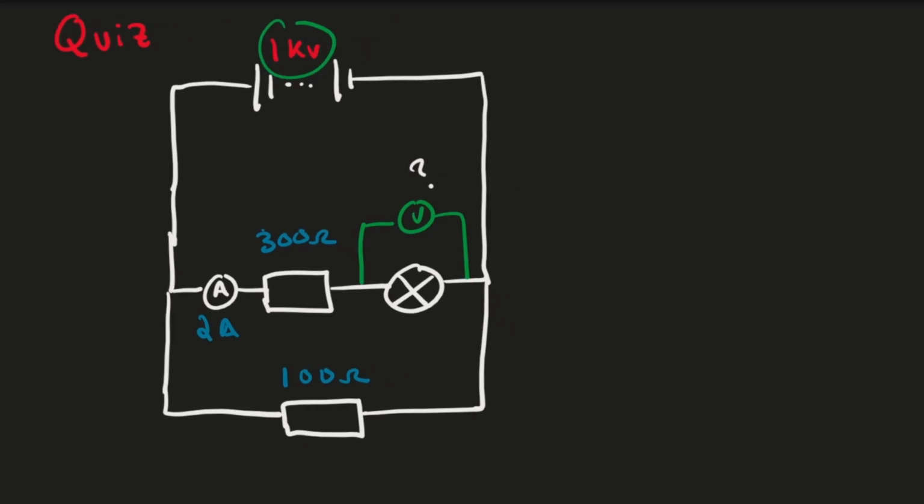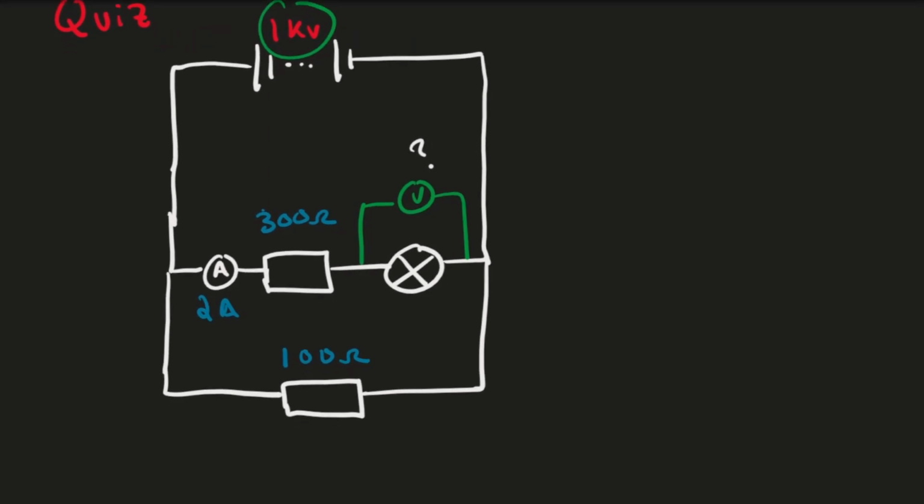Okay, welcome back. Hopefully you had a go at that. The first thing we can identify is that we have a parallel circuit here, so the current is going in two different directions. With a parallel circuit, the voltage across each of the branches is the same as the voltage supplied to those branches, and in this case that is 1 kilovolt or 1000 volts. So we have 1000 volts across both of these branches.